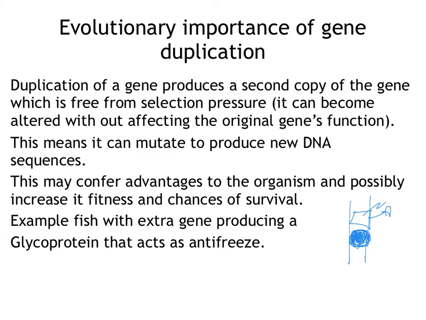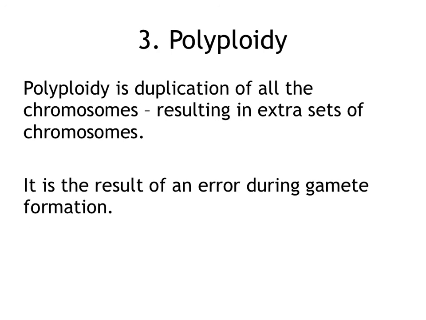So that's why I said before that some duplications are a disadvantage to an organism. They can be cancer producing, but other duplications can be good, and that gene can go on and mutate free from selective pressures, and it can confer some sort of advantage which will possibly increase the organism's chances of survival. So that's chromosome mutations, and you have to know all those mutations and be able to tell the differences between them.